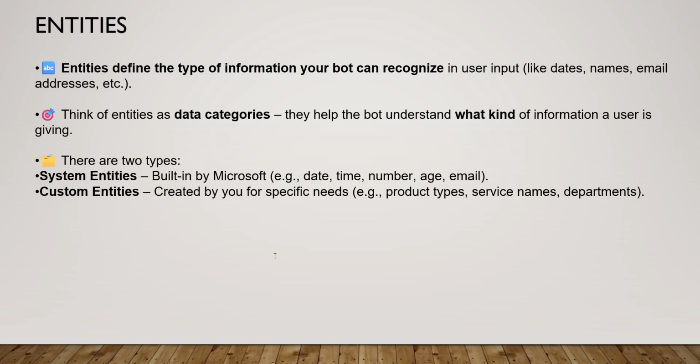Next. Now there are two types of entities. System entities, which are built in by Microsoft, which I just showed you, and custom entities, which we can create based on our needs. Now let's assume a scenario. The user is saying what is the update on my incident, then the agent will ask what is your incident number. Now when the user shares that particular incident number, the agent has to save it in some particular format.